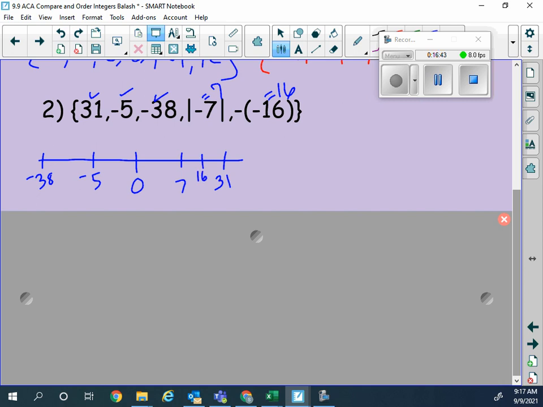Guys, does it matter that it's not evenly spaced? No. This was just so that I could put them in order. It doesn't matter that my number line is really not exactly correct. That's okay. Now I can answer the question, right? It was least to greatest, yes? So least would be -38, -5. I like to put 0 on the number line, but that actually wasn't part of the set. Sorry about that.